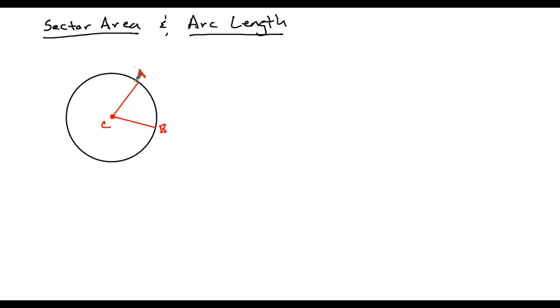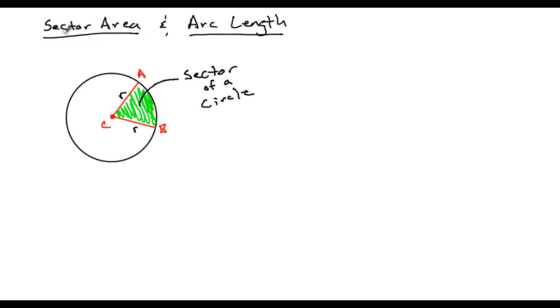Now, a sector is this piece right here. So that's called a sector. So it's just a portion of a circle. It's like a slice of pizza or a slice of a pie. This is a sector of a circle. And this is a radius, and this is a radius. So they both have to be a radius for it to be a sector of a circle.